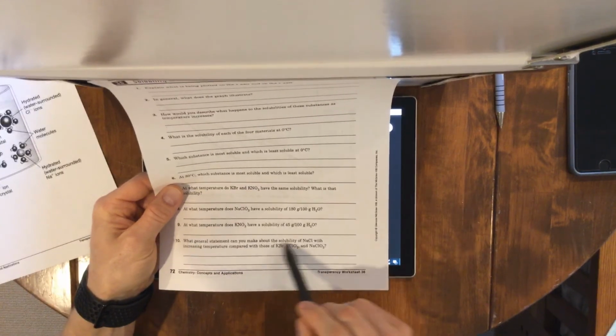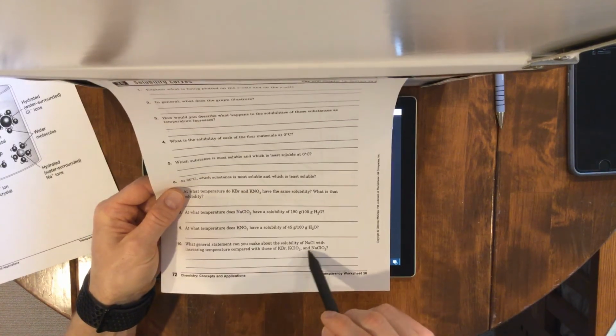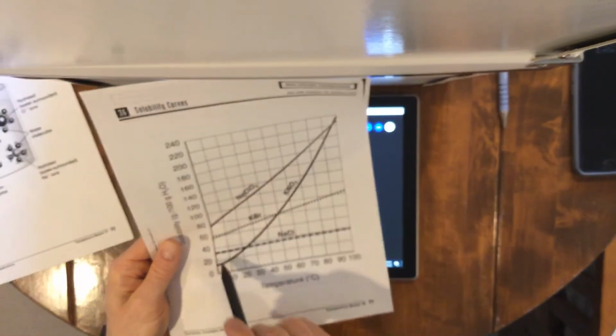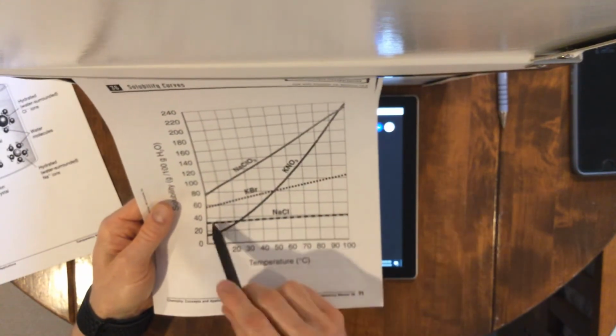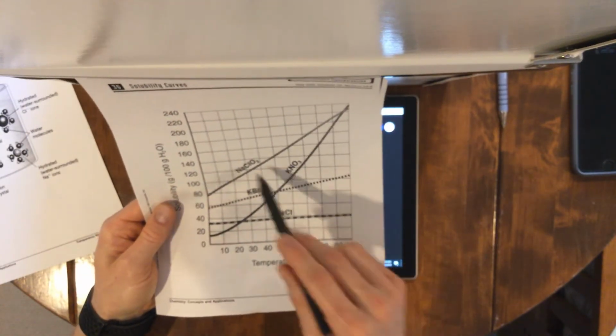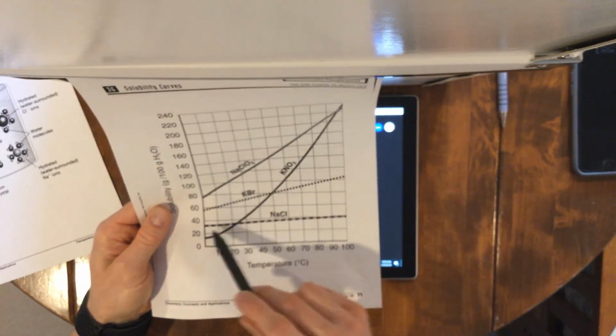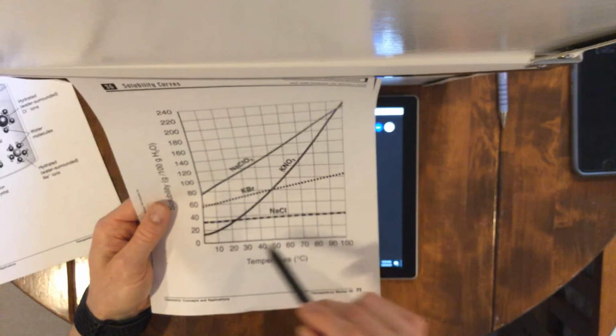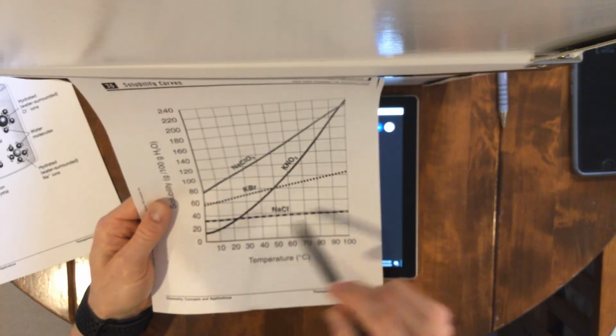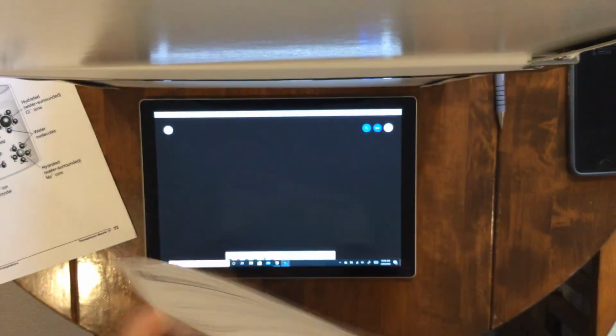What's the general statement you can make about the solubility of NaCl compared with the other three? NaCl solubility does not increase as much, whereas the other three, their solubility increases dramatically as temperature goes up. The solubility of NaCl is not as affected by temperature as the other three. All right, so that's that.